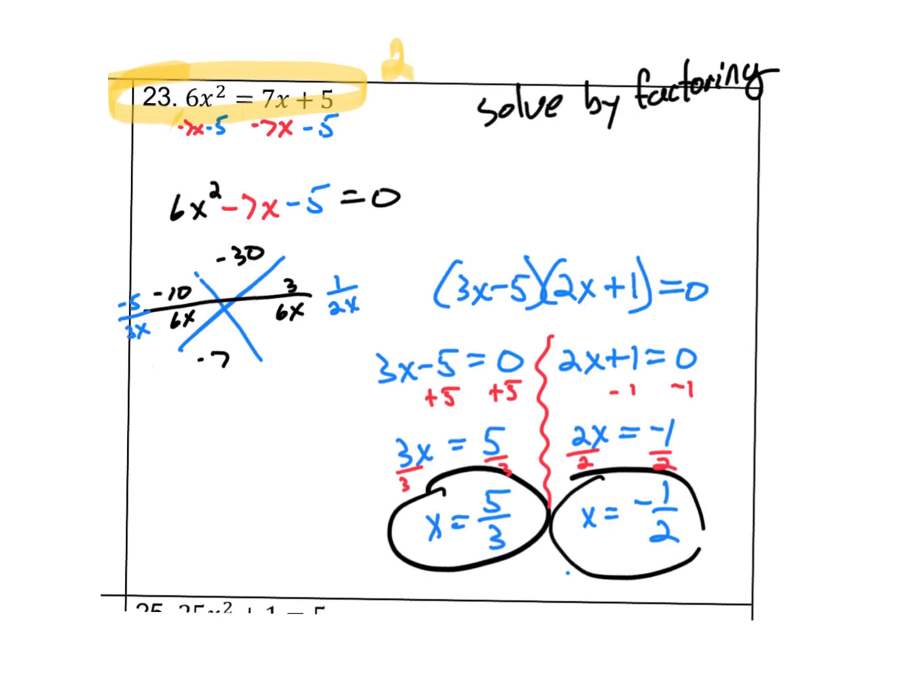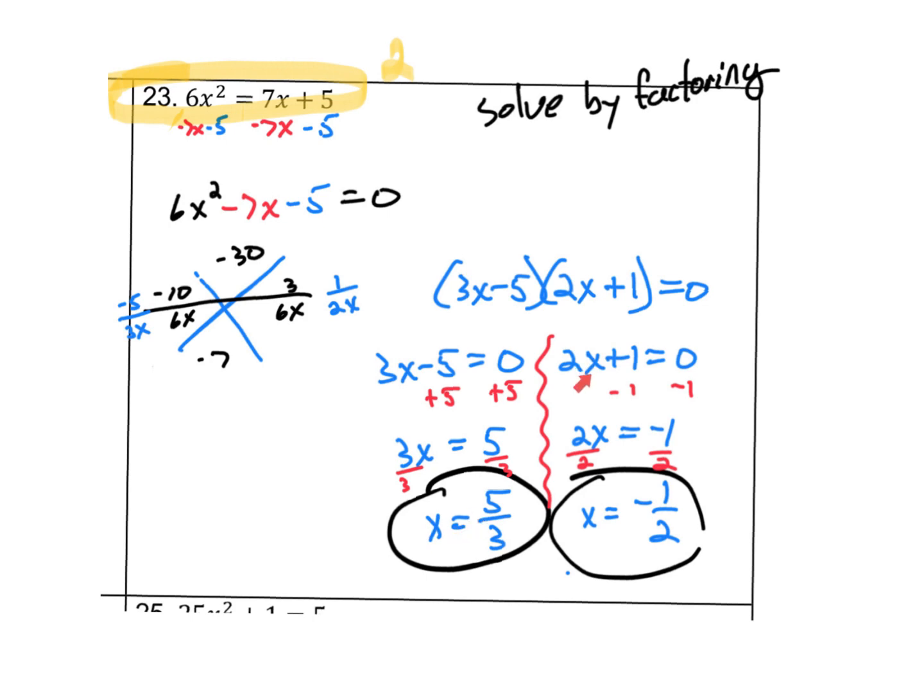Set those equal to 0 individually. 3x minus 5 equals 0. You add 5 to both sides. Now 3x equals positive 5. And then you divide both sides by 3, just like a normal equation, and x equals 5 over 3 would be one of your solutions. That is an improper fraction, but we just leave it like that.